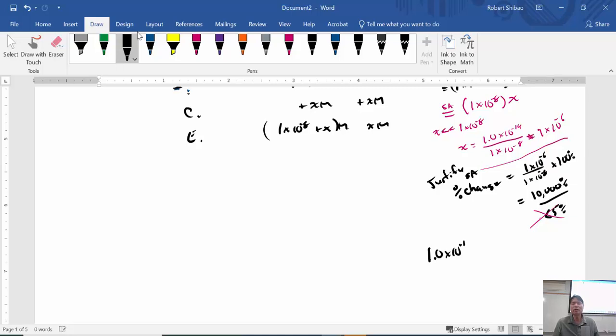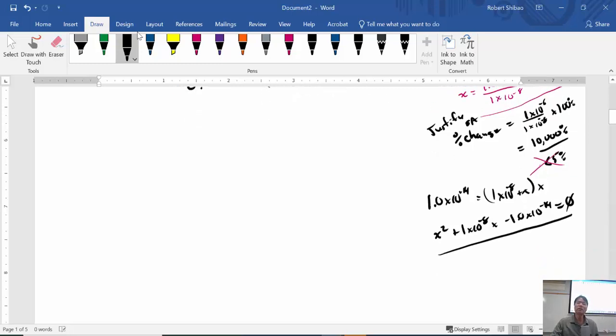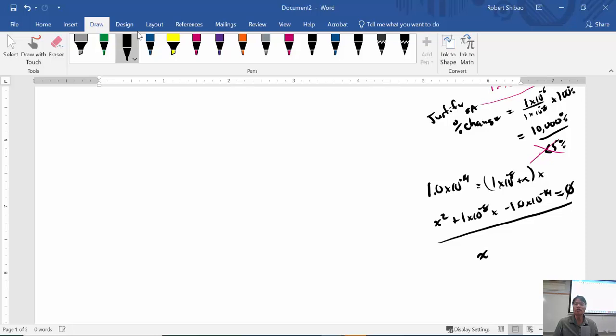And so we're just going to solve it using the quadratic equation. We'll get 1.0 times 10 to the minus 14 is equal to 1 times 10 to the minus 8 plus x, times x. I'm going to put everything on the right side and flip it over to the left side. So this is x squared plus 1 times 10 to the minus 8 x minus 1.0 times 10 to the minus 14 is equal to 0. So I got it into quadratic form, and now I'm going to plug this into my quadratic equation solver.